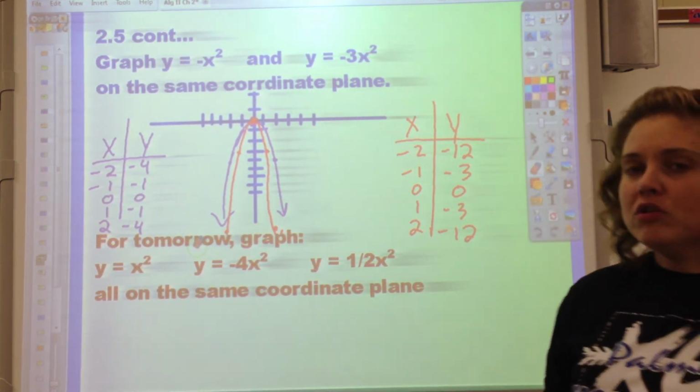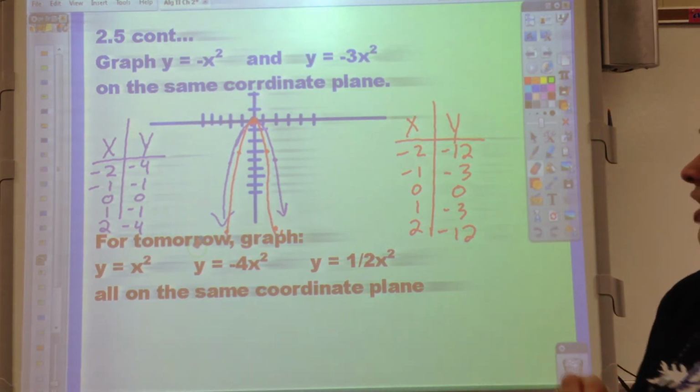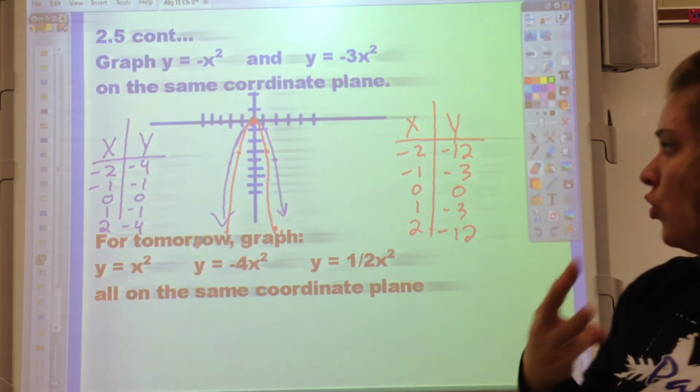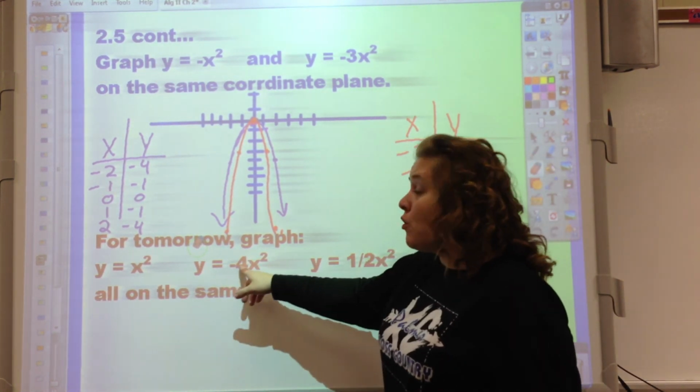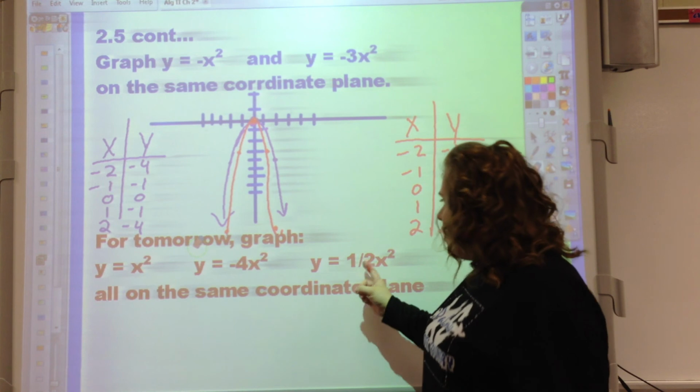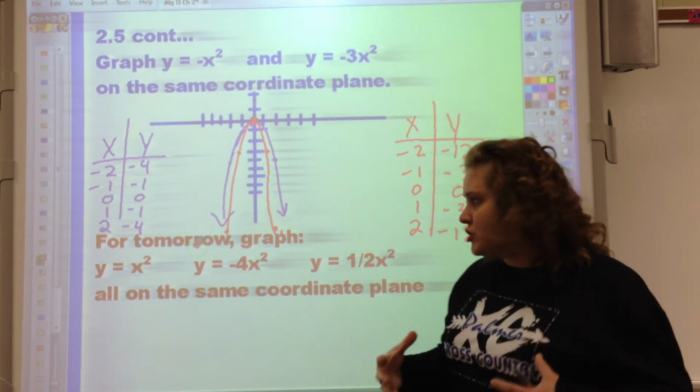For your homework, I want you to graph these 3 graphs on the same coordinate plane. And I want you to think about what the negative does, what the fraction does, and what the whole number does. What does this negative do to your graph? What does the fact that you're multiplying it by a whole number do? What does the fact that you're multiplying it by a fraction do?